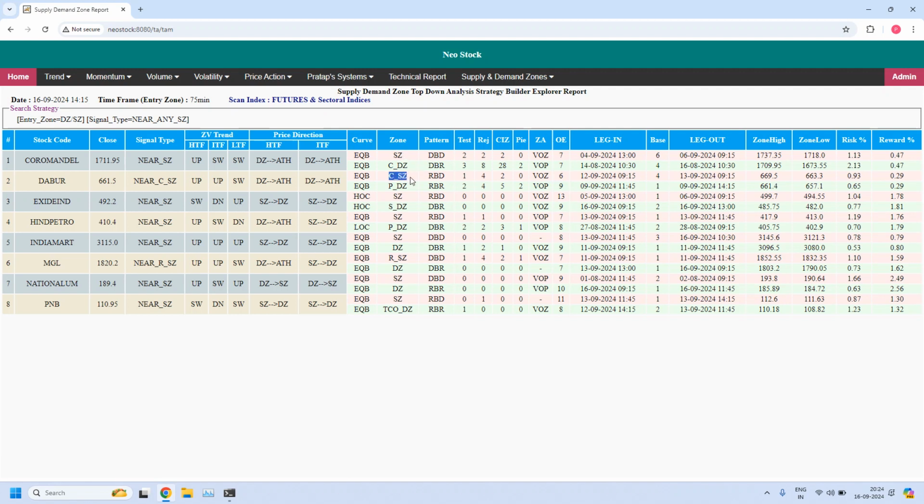Dabur is having a 75 minutes high liquidity supply zone. And MGL is pierced. It is not a valid high liquidity supply zone. That means we have only one valid high liquidity daily supply zone, Dabur, from this list.